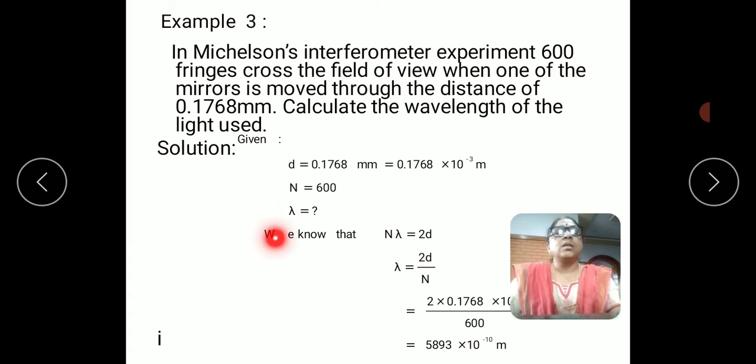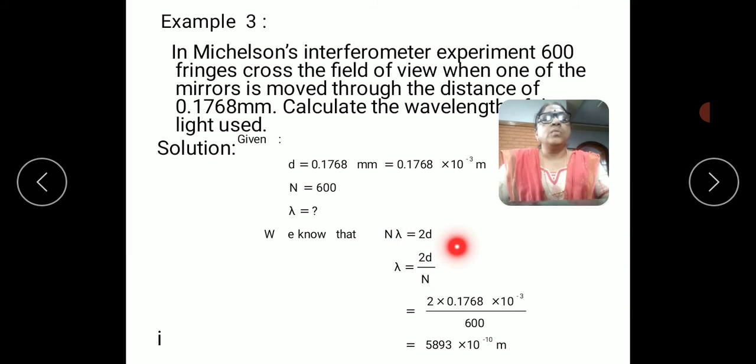This is the solution. So here the value of d is given, that is 0.1768 millimeter, that is 0.1768 into 10 raised to minus 3 meter, and n is equal to 600. So what is the value of lambda? We know that n lambda is equal to 2d. So here lambda is equal to 2d by n. So 2 into d is 0.1768 into 10 raised to minus 3 divided by 600. We get the wavelength lambda as 5893 into 10 raised to minus 10 meter.